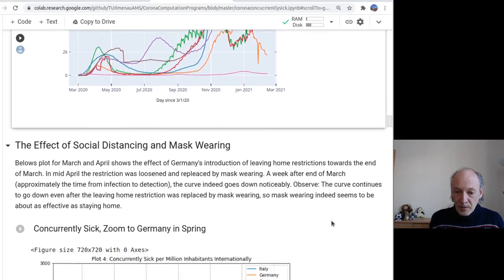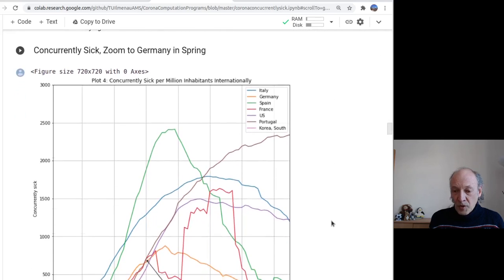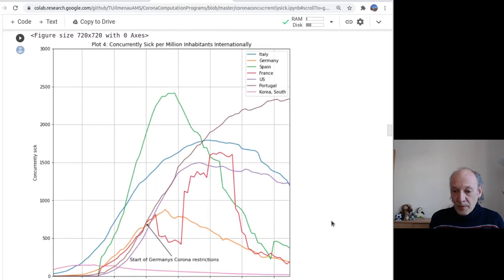Yeah, this can also be seen in this following plot, where you have a zoom in to the March peak. So here you can see the curve of Germany. Here in the end of March, we have the start of Germany's corona restrictions, and we can see about a week later we have a decline in the new infections. So it takes about a week until we see it. I would say at least a week.